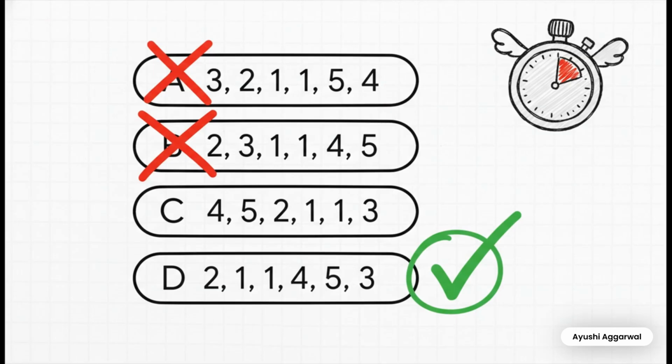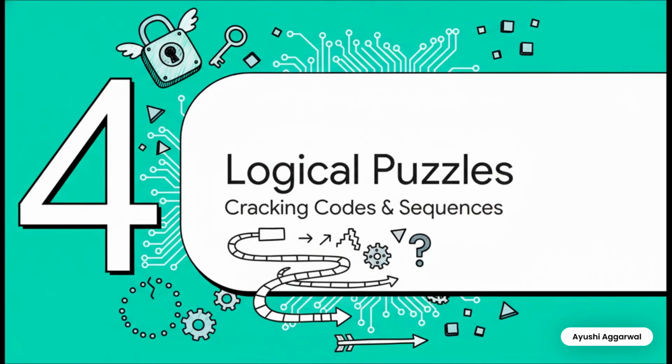Now, here's a massive time-saving tip for the exam. The moment you figure out the first part of the sequence, like in this case you knew it had to start with 5, 2, immediately look at your options. You can cross out any choice that doesn't start with 5, 2. This can save you a ton of time. Let's move on to Section 4, Logical Puzzles.